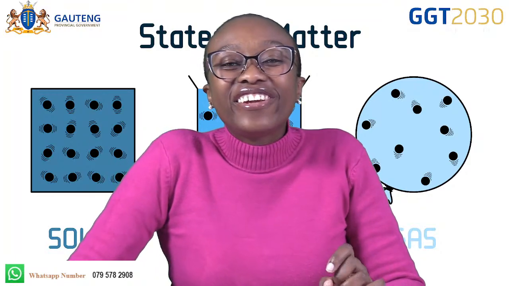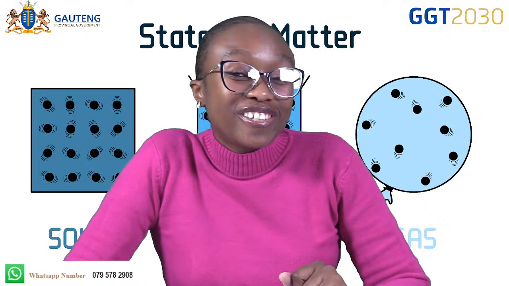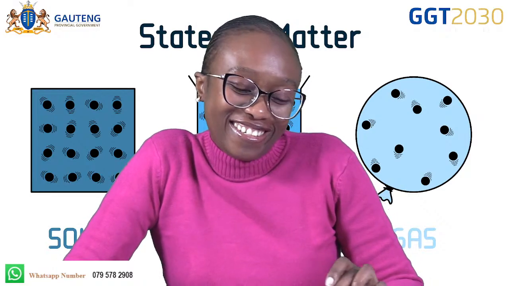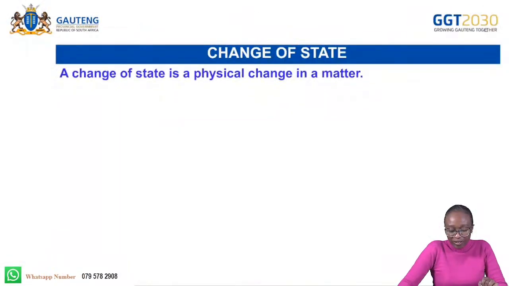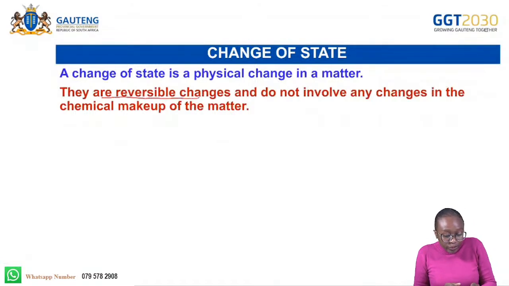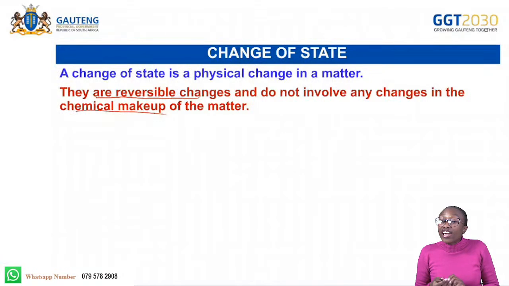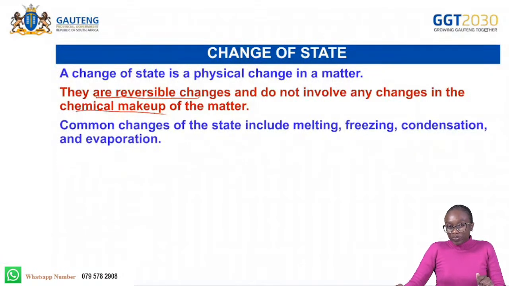Welcome back, learners. Now we are moving on to change of state. What is a change of state? A change of state is a physical change in matter. These changes are reversible and they do not involve any changes in the chemical makeup of the matter.